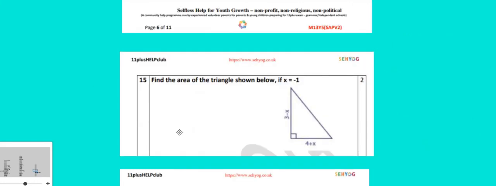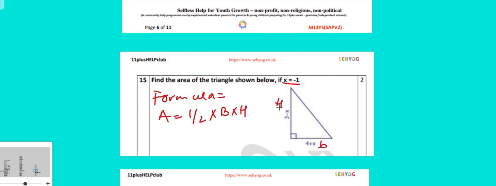Looking at our next sum, that is sum number 15. In this sum, what do we have to do? We need to find the area of the triangle shown below if the value of x given is minus 1. What is the formula we follow for the area of the triangle? The formula is half into base into height, and the base here is this and the height here is this. Following this formula, we'll now solve our sum.